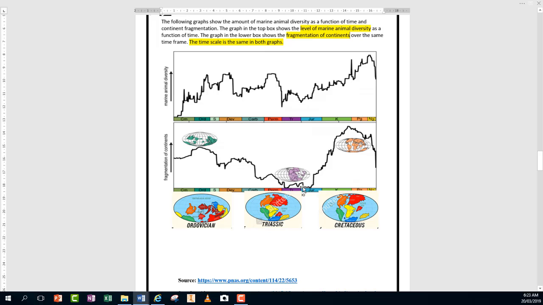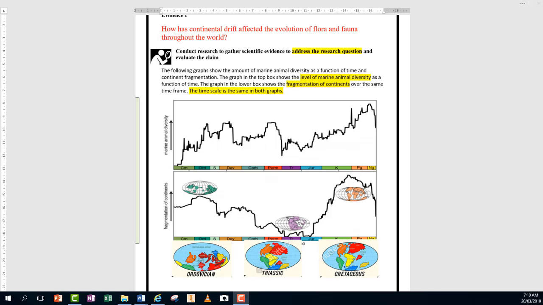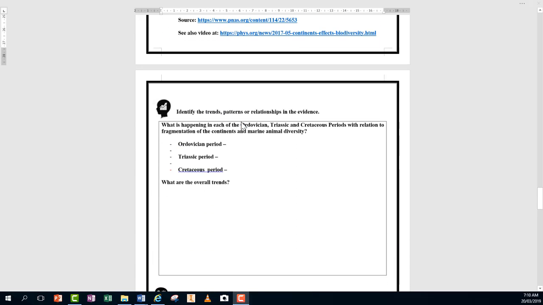And then if we look at the Triassic stage, have a look at how many continents there are. Now don't look at the lines between the continents, look at the big purple landmass and notice how many there are. Okay, so that's our graphs. So now that we have all of that information, let's move on and answer a few of the questions. So, what are the questions? Identify the trends, patterns, or relationships of the evidence.